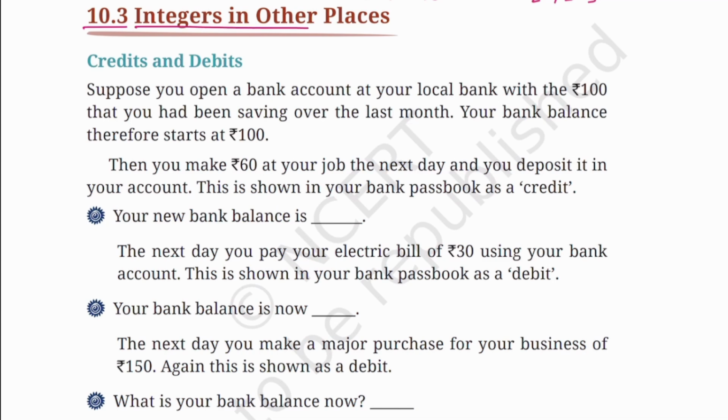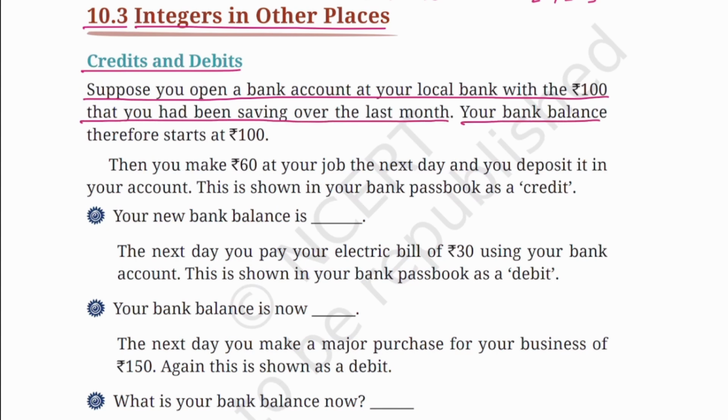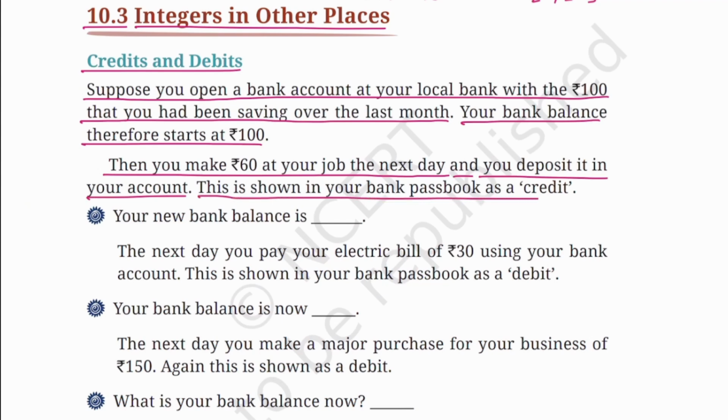10.3 Integers in other places. Credits and debits. Suppose you open a bank account at your local bank with the rupees 100 that you had been saving over the last month. Your bank balance therefore starts at rupees 100. Then you make rupees 60 at your job the next day and you deposit it in your account. This is shown in your bank passbook as a credit.